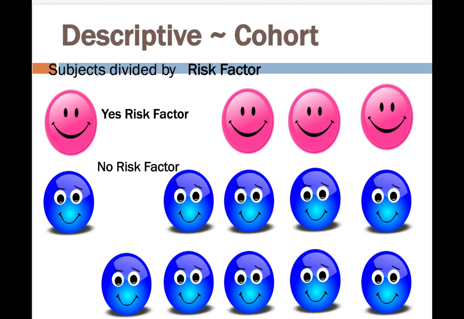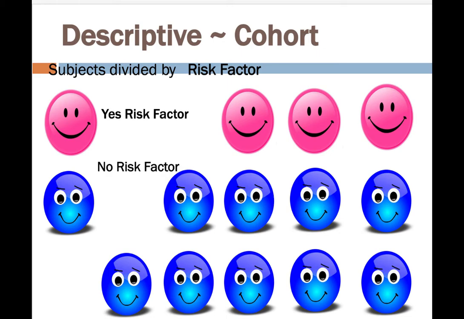You have a head injury because you didn't wear a helmet when you were riding a bike, or you don't have a head injury because you were wearing a helmet when you were riding a bike. So cohorts are a group of people that are categorized by their risk factors or categorized by their exposure state, and then they're followed forward and we wait to see whether the disease occurs.